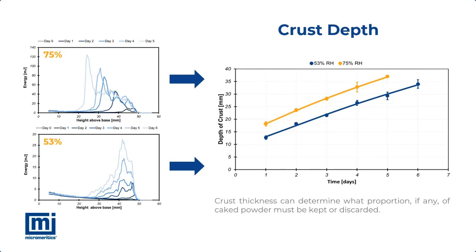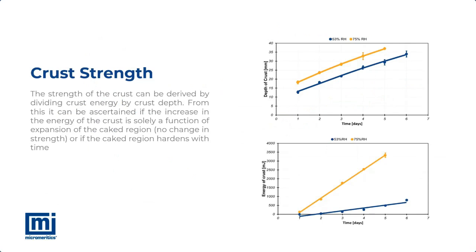It could also be used to predict the thickness further into the future, giving an idea of viable storage times for larger samples of powder. We can also assess how strong the crust is when considered as a whole. By dividing the energy of the crust by its depth, we can decide whether or not the crust is hardening or if it is merely a thicker, weaker crust.